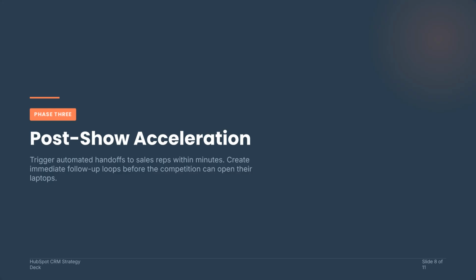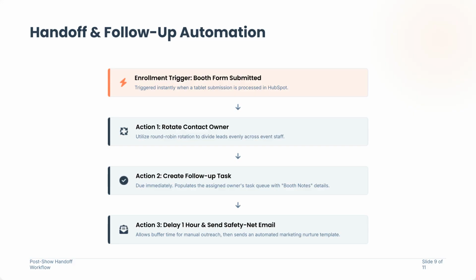The goal is to trigger automated handoffs to your sales reps within minutes, allowing for immediate follow-up loops before the competition can respond. This automation workflow triggers once a form is submitted. It then rotates the contact owner via round robin, creates a follow-up task for the rep, and sends a safety net nurture email if no contact has been made after 1 hour.